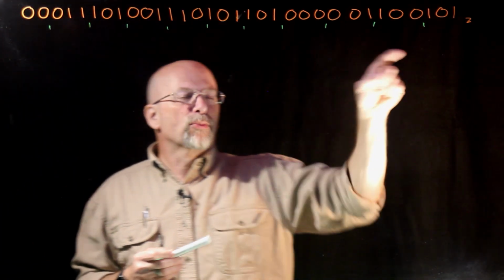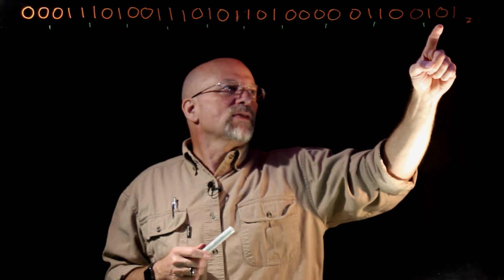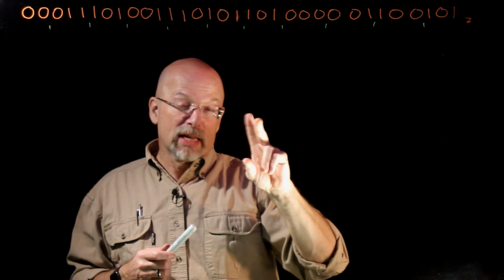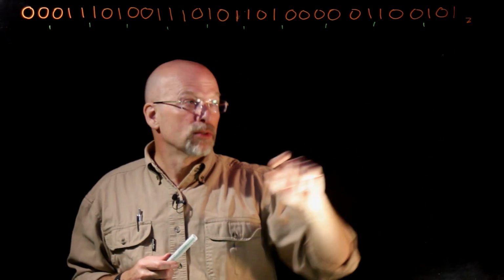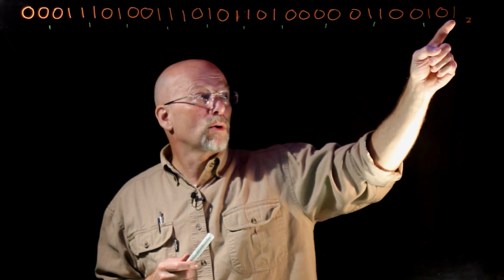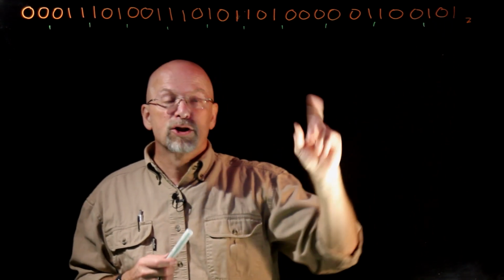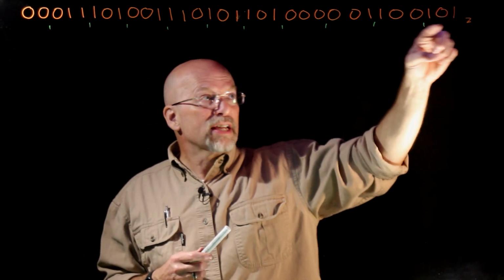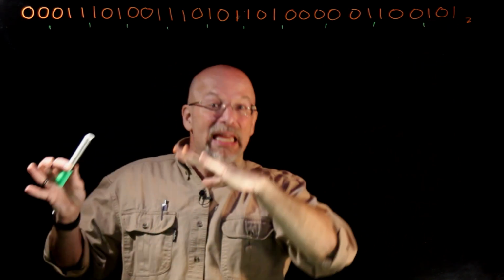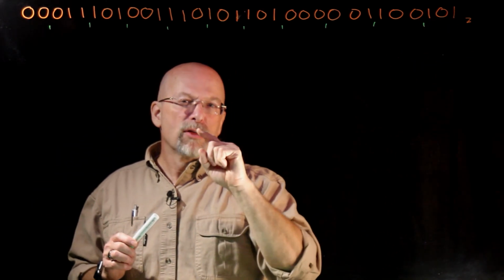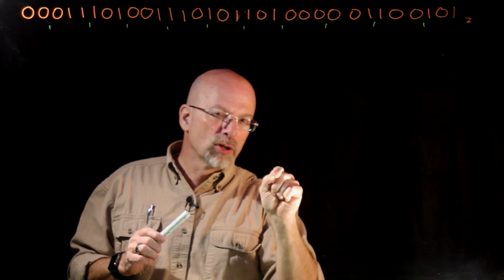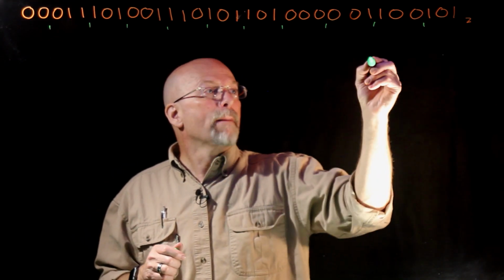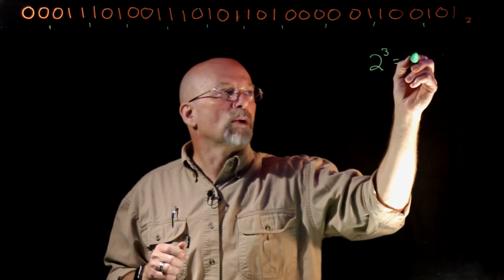Now, with 3 bits, each one of these bits can be one of 2 possible values. This can be a 0 or a 1, this can be a 0 or 1, and this can be a 0 or a 1. So that means that for these 3 bits, or for any 3 bits, we have 2 times 2 times 2, or 2 to the 3 possible combinations, right?